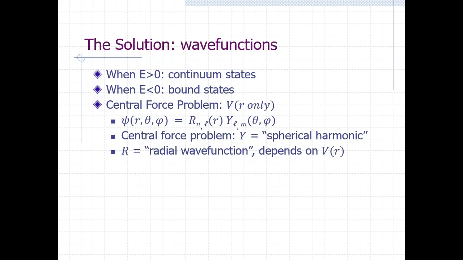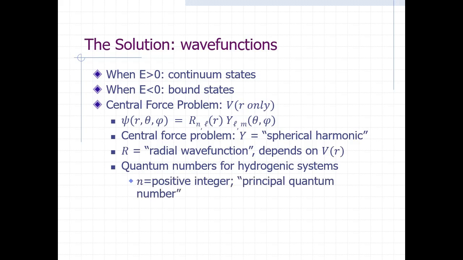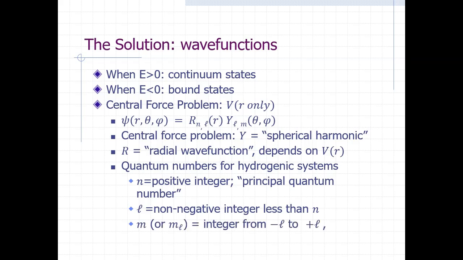For hydrogenic systems, solving the Schrödinger equation yields 3 quantum numbers, n, l, and m. The quantum number n is called the principal quantum number and must be a positive integer. The quantum number l must be a non-negative integer less than n. And quantum number m, often also called m sub l, is restricted to integer values from negative l to positive l. Note that there is an additional restriction on quantum number l for hydrogenic systems. It must be less than quantum number n.